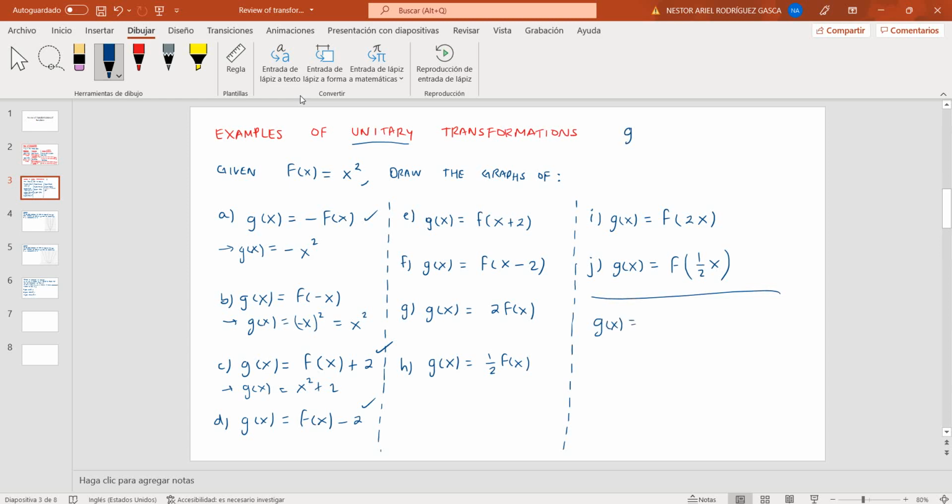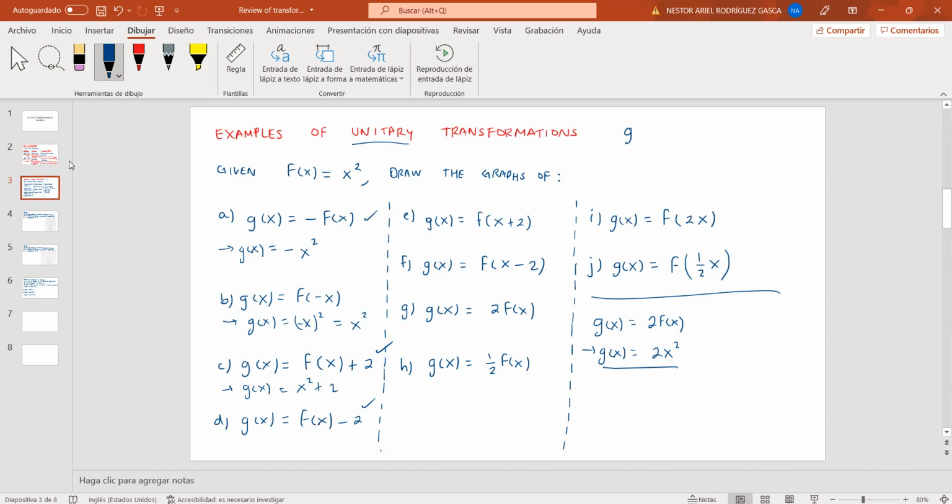g of x equals 2 times f of x. Let's make the substitution. g of x is going to look like this, 2x squared, because f of x is x squared, right? So this is going to be the function. And what this is causing, as we have seen in the previous slide, is that this is going to apply a vertical stretch of factor 2.